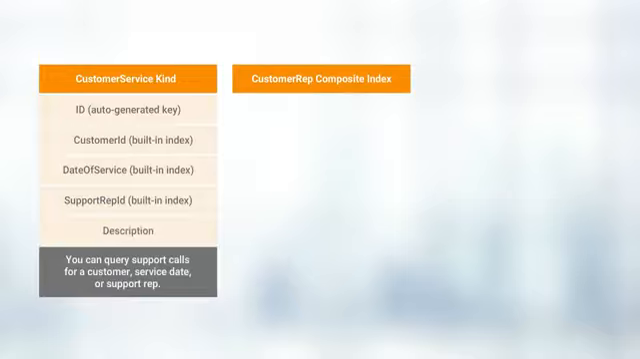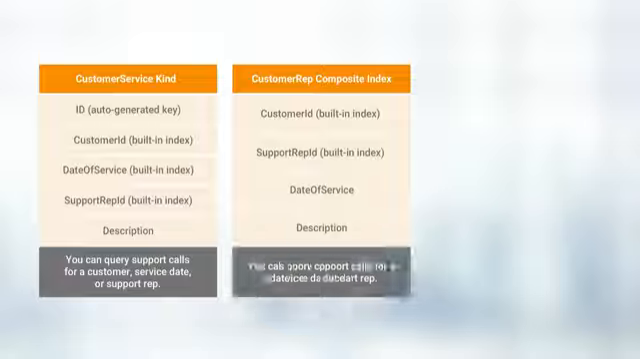You can also omit indexes for certain properties such as description. Using the built-in indexes, you can even query with complex filters. For example, you can query for a particular customer ID and support ID combination. No additional indexes are needed.